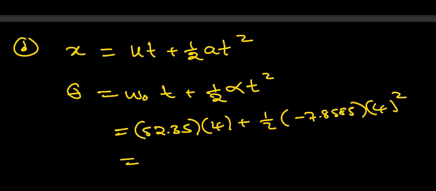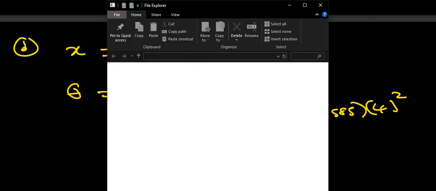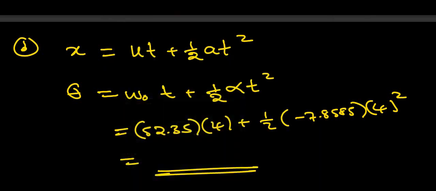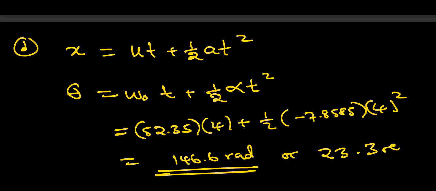So if we punch everything in here, what do we get? It's 146.6 radians. You can put it in radians, or you can convert this to revolutions. If you put it in revolutions, you just divide this by 2 pi. It's going to give us something like 23.3 revolutions.